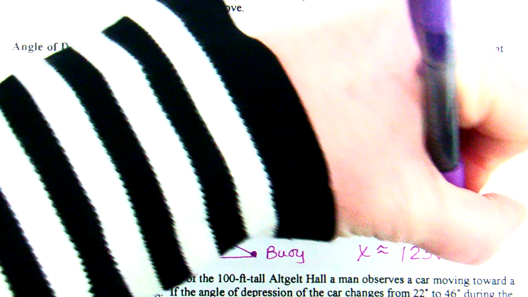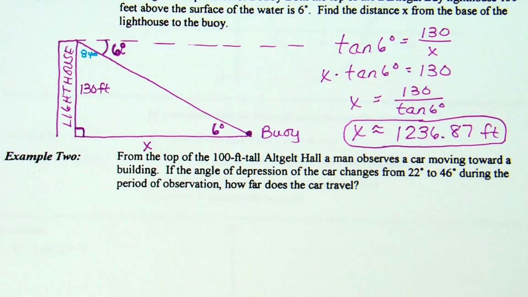Example 2. From the top of the 100-foot tall Altgett Hall, a man observes 46 degrees during the period of observation. How far does the car travel? So, of course, I'm going to draw a picture. This time I have the 100-foot tall Altgett Hall. Oh, you're going to be so surprised. There you go. So shocking, I know. There. And as far as I'm concerned, you can just draw a triangle and that side is the hall.